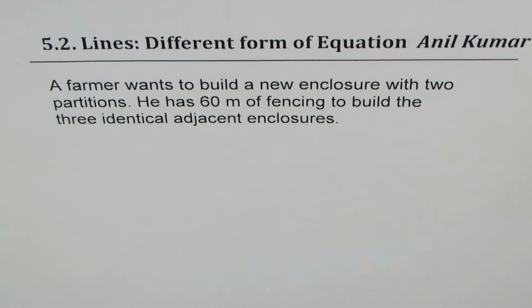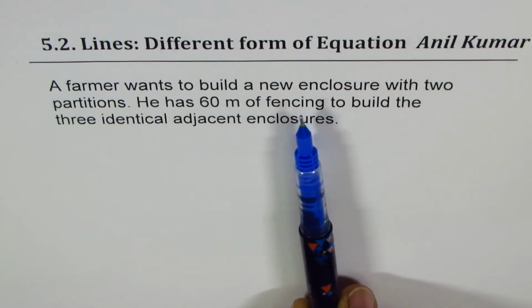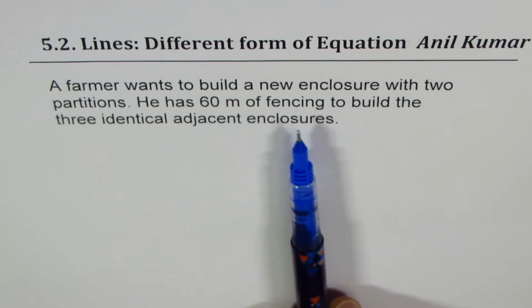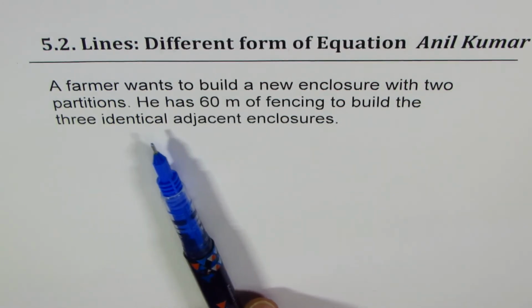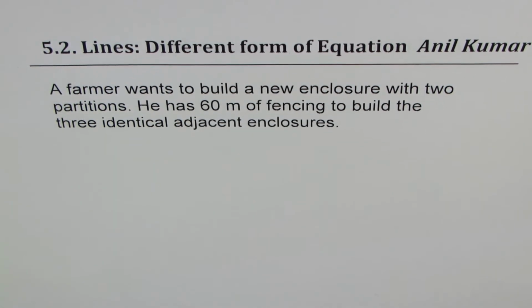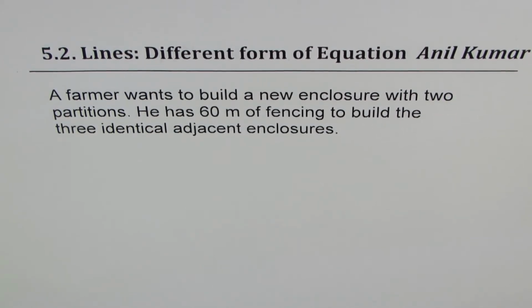So here is a very interesting question provided by my subscriber. The question is, a farmer wants to build a new enclosure with 2 partitions. He has 60 meters of fencing to build the 3 identical adjacent enclosures. So we'll now work with this example, write equations in different forms, and then see how much information can be extracted from the given question. You can meanwhile pause the video, explore this situation, and work it out. I hope that helps.